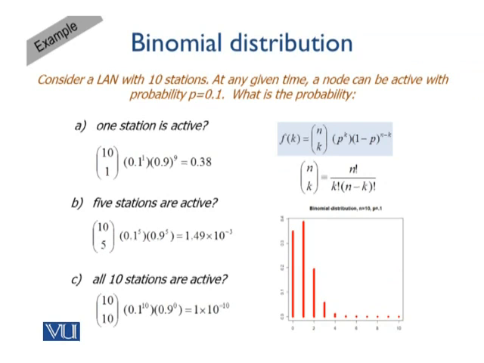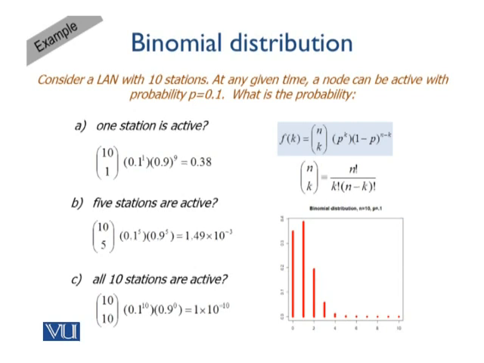What is the probability of having exactly 5 stations active? If we use the formula for calculating for the value of k equal to 5, we find that it is equal to 1.49 times 10 raised to minus 3. And what is the probability of having 10 stations active at the same time? We see that that is a very small probability. You can also see the graph which is showing the probabilities for various values of stations being active.